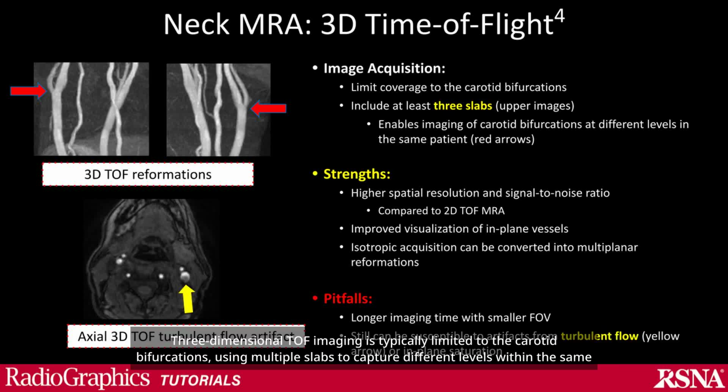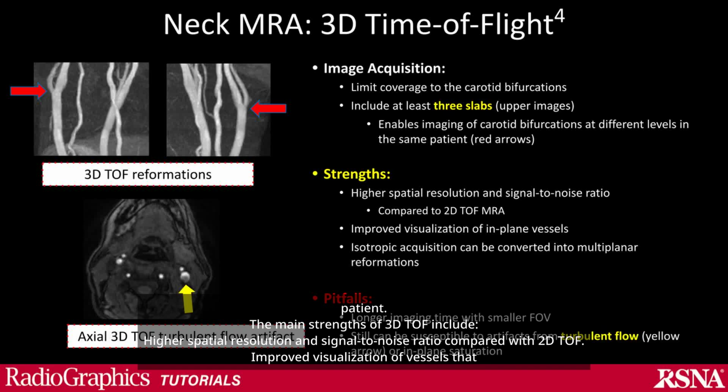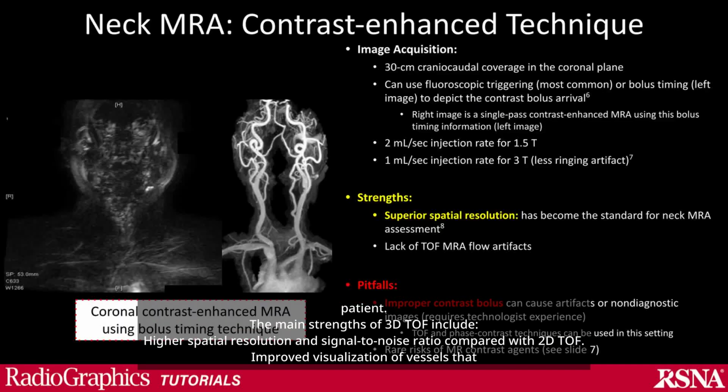3-dimensional TOF imaging is typically limited to the carotid bifurcations, using multiple slabs to capture different levels within the same patient. The main strengths of 3D TOF include higher spatial resolution and signal-to-noise ratio compared with 2D TOF, and improved visualization of vessels that run parallel to the imaging plane. The isotropic acquisition enables multiplanar reformations for more detailed evaluation. The trade-offs are longer imaging times, smaller fields of view, and persistent susceptibility to artifacts caused by turbulent flow or in-plane saturation.